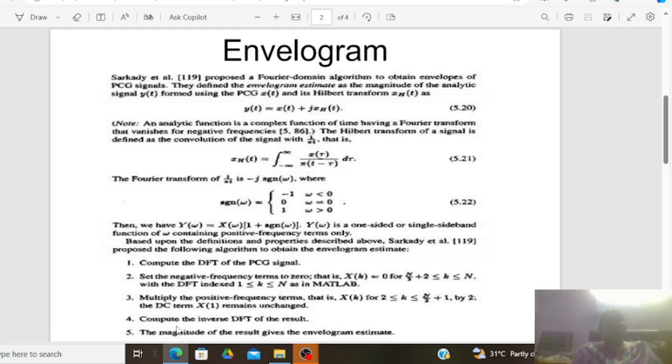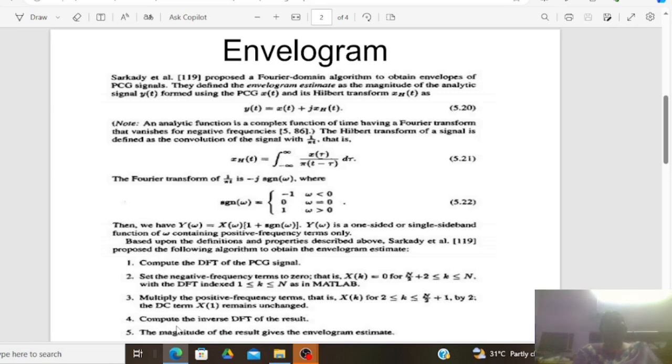Now in the PCG signal, we have four heart sounds: first heart sound, second heart sound, third and fourth. Only the first two heart sounds are audible. The remaining two heart sounds are not at all audible. So in that case, we have to extract the envelope of the first two heart sounds, and we are going to use this envelogram.